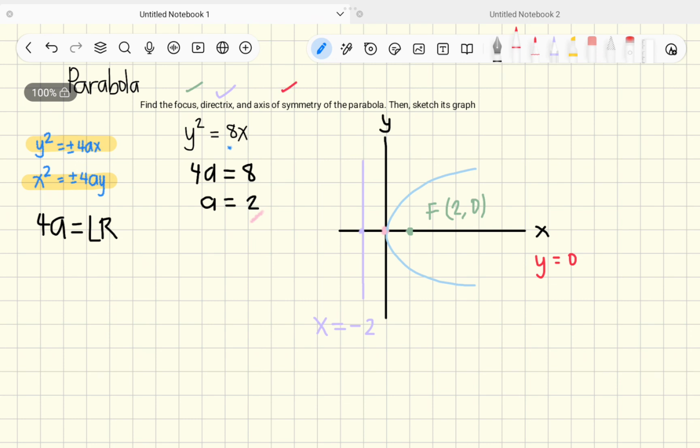So to summarize, the focus for this parabola is located at 2, 0. The directrix is the line x equals -2, and the axis of symmetry is y equals 0, or your x-axis.